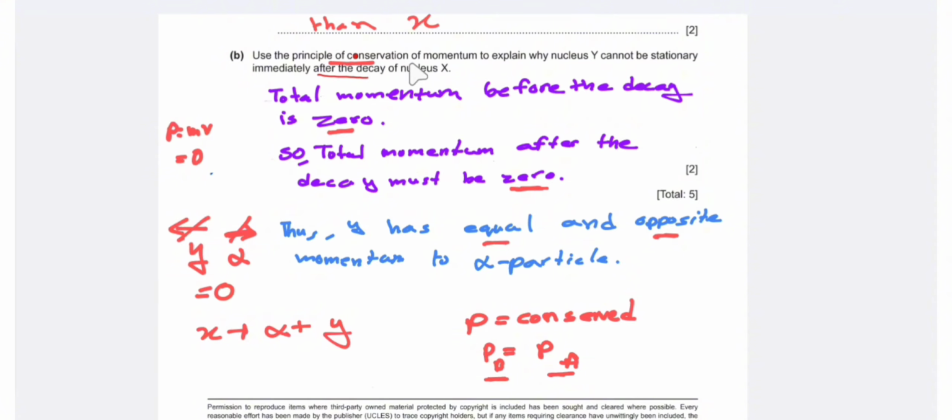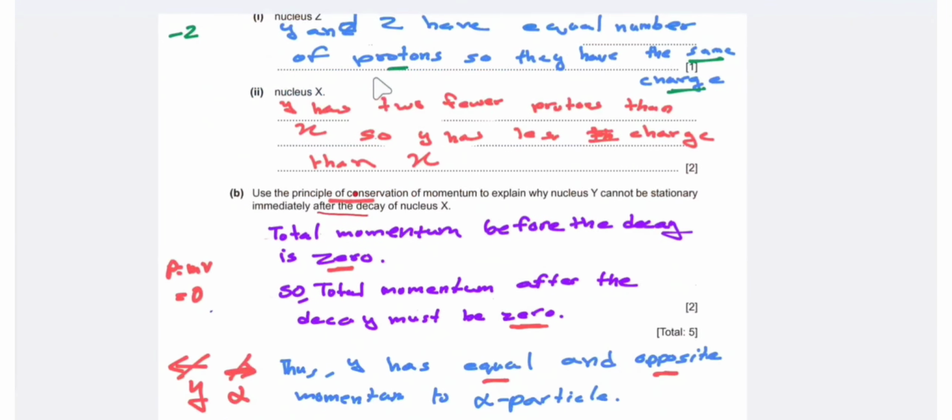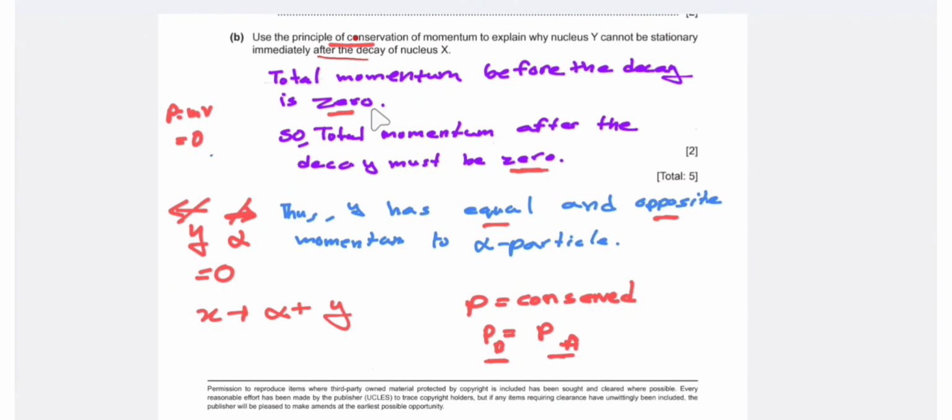Again, if we just explain, by the principle of conservation of momentum, the total momentum before the decay is 0 since X is stationary. So the total momentum after the decay must be 0. For the momentum after the decay to be 0, as X emits an alpha particle and Y, the alpha particle and Y must have equal and opposite momentum, because then the two momenta cancel and the resultant momentum becomes 0. Since they have opposite momentum, left cancels with right, so the total momentum after the decay is 0.